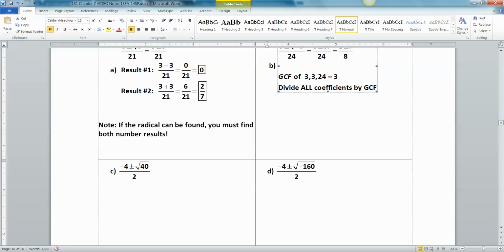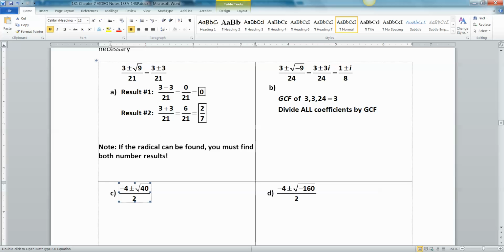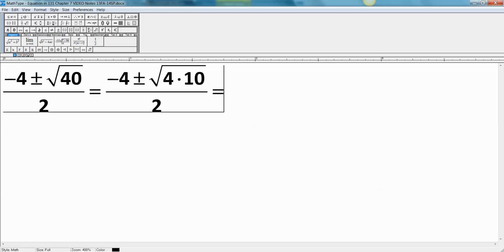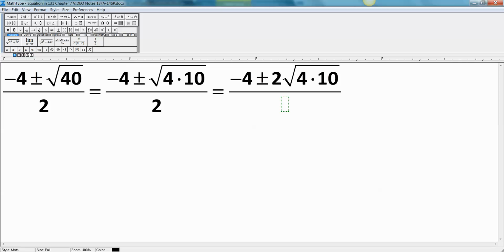All right, now what about this problem right here? Negative 4 plus or minus the square root of 40. That's negative 4 plus or minus. Now we got to break 40 down. 40 is 4 times 10 over 2. And that's negative 4 plus or minus, and then the square root of 4 is 2. So find that. 2 square root of 10 over 2.